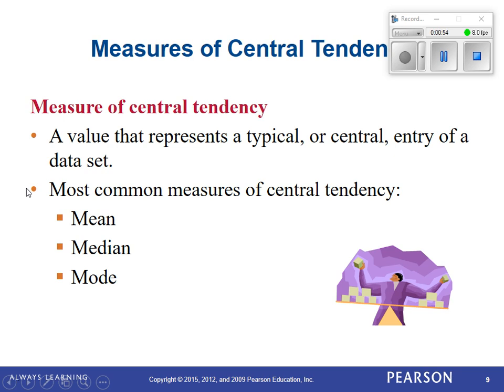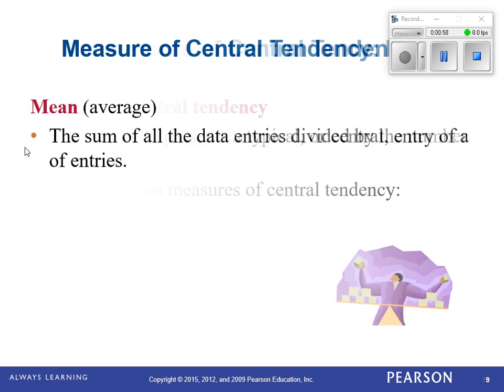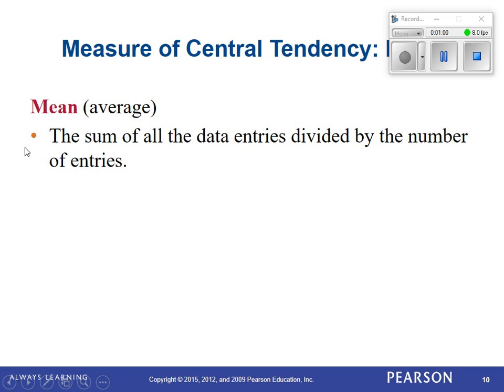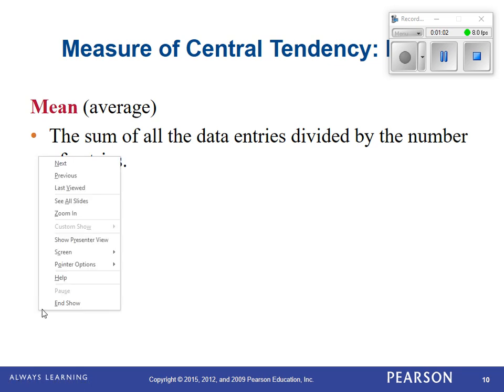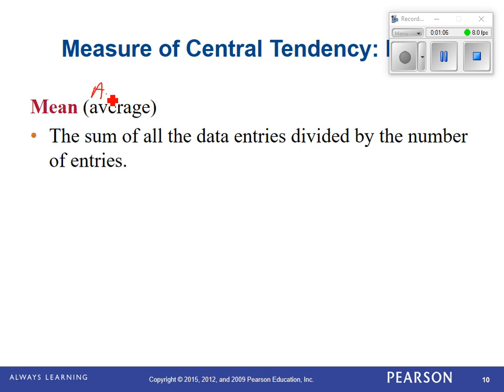Measures of central tendency, we talked last time about mean, median, and mode. Those are the three most common. Mean, again, this says average, it shouldn't say average. It should say the arithmetic.